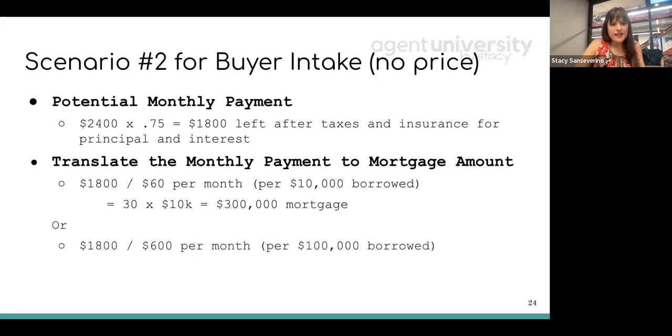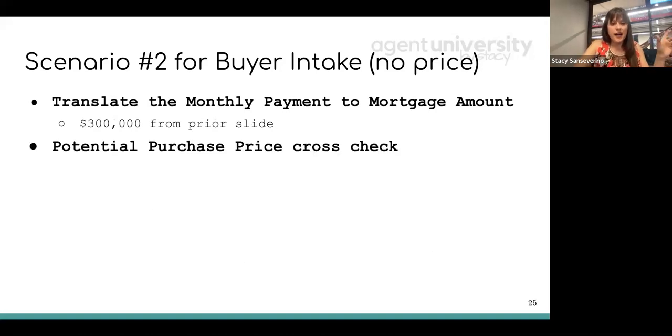Or if you divide it by 600 a month, again, it's all math. You just need to multiply 3 units by 100,000 because you use that as the unit. The 600 goes with the 100,000. The $60 goes with the 10,000. All right, so we got the $300,000 mortgage, or what they can afford to pay for a mortgage.